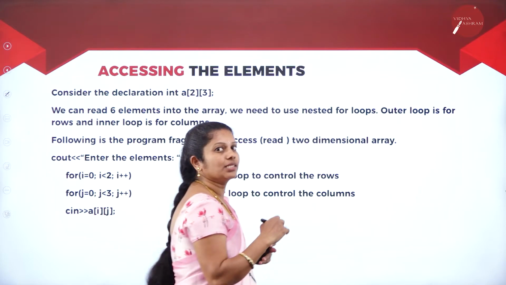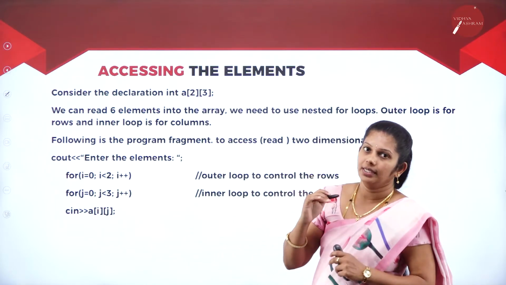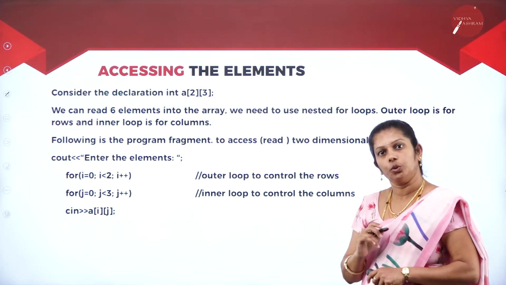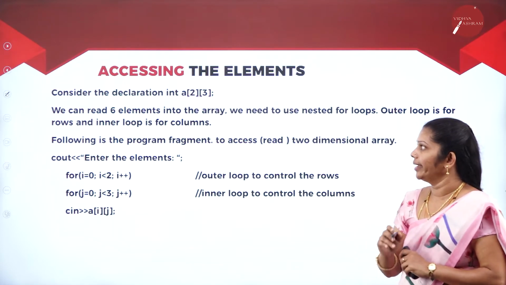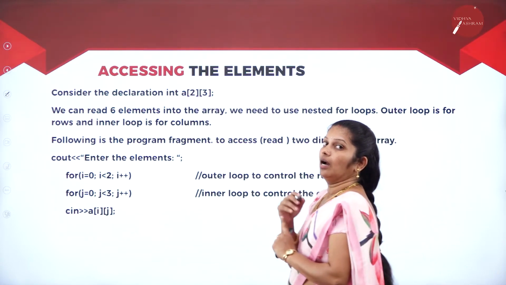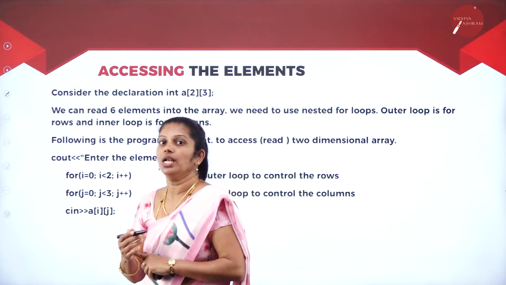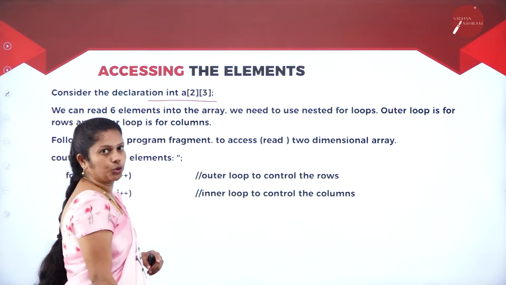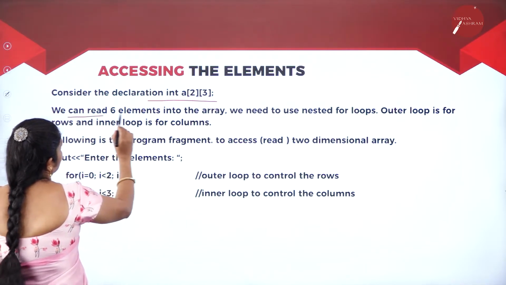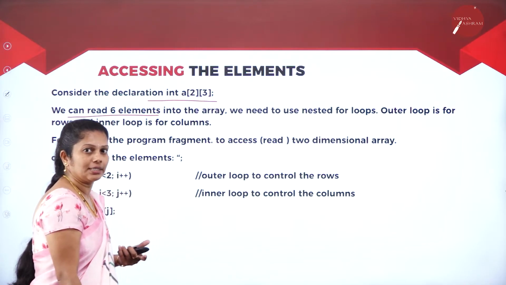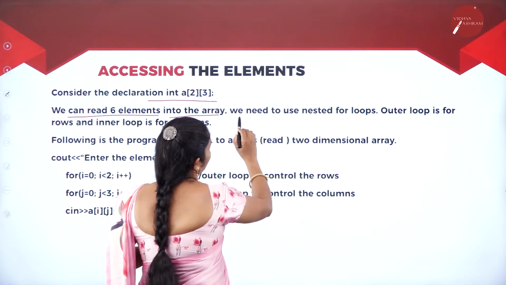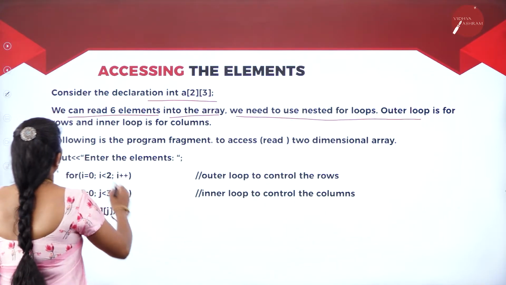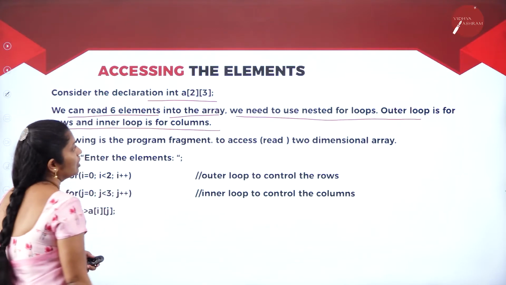Now how to access a two-dimensional array? Now you have studied how to declare a two-dimensional array and how to initialize a two-dimensional array. Now you will study how to access or read or print the two-dimensional array elements. For that, consider one example a of 2 is to 3. Then we can read 6 elements here because 2 into 3 is nothing but 6. Into the array, we need to use nested for. Outer loop is for rows and inner loop is for columns.